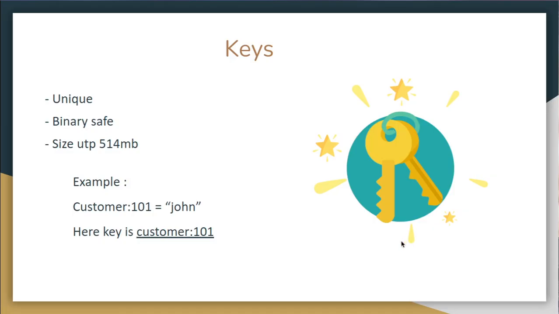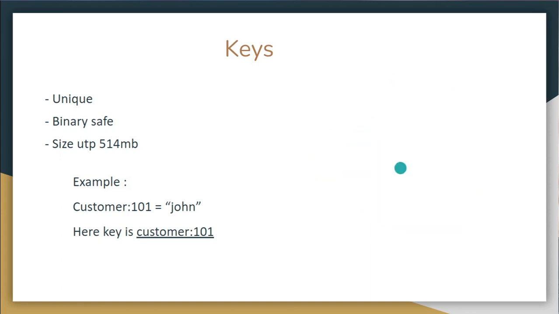Hello guys, I hope you have installed Redis in your system. Let's deep dive into the data structures in Redis. Let's go into keys first. What are keys? Why do we need keys? How do they change the main portions of the Redis storage data structure?